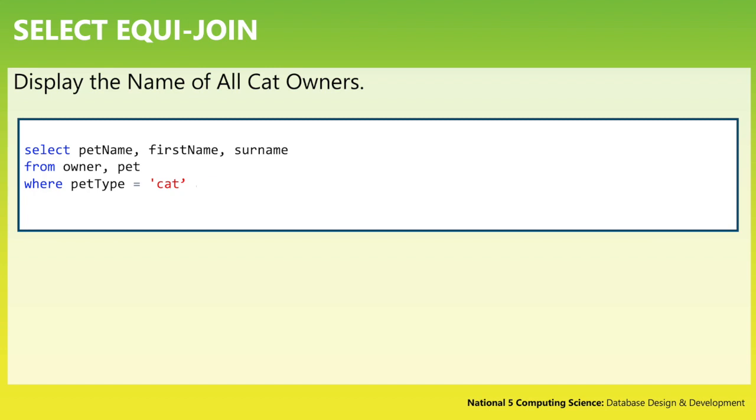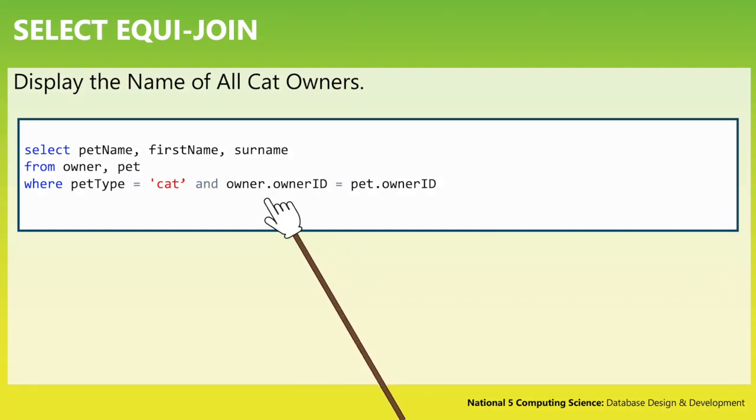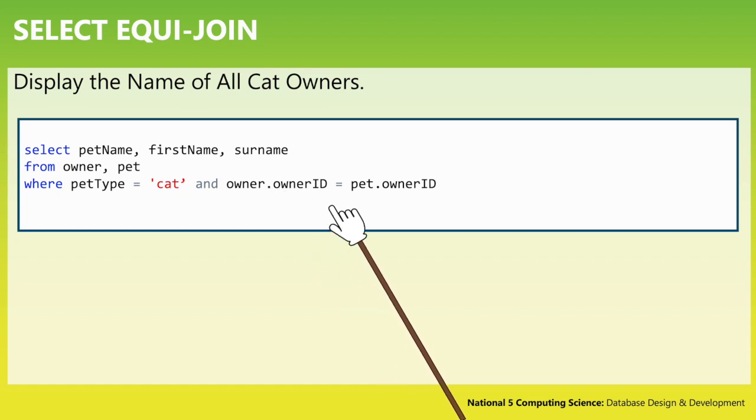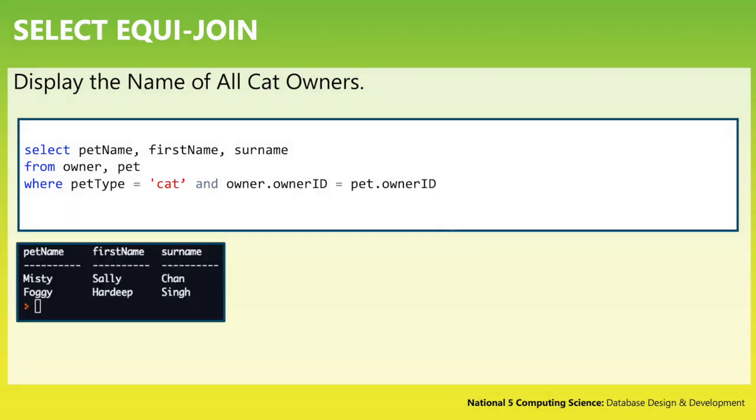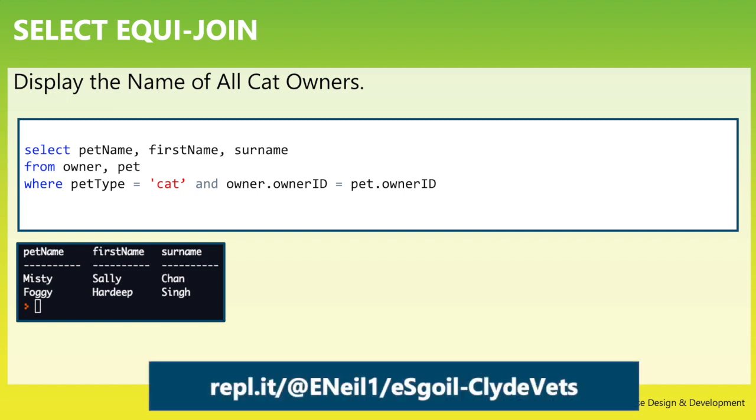So we write that by saying and owner.ownerid equals pet.ownerid, or the way I remember it, the primary key in one table equals the foreign key in the other table. And when we run that query, we get the result: Misty is owned by Sally Chan and Foggy is owned by Hardeep Singh. Head over to the REPL database and try out this query now.